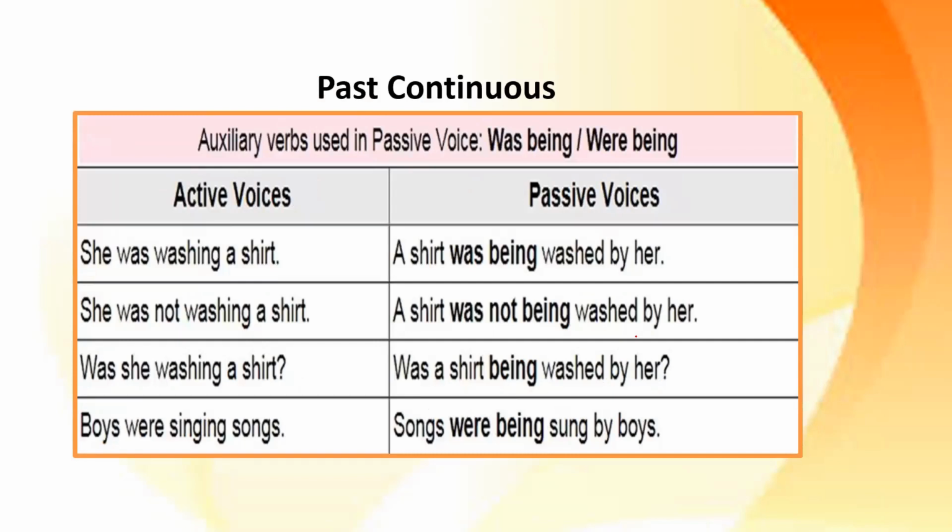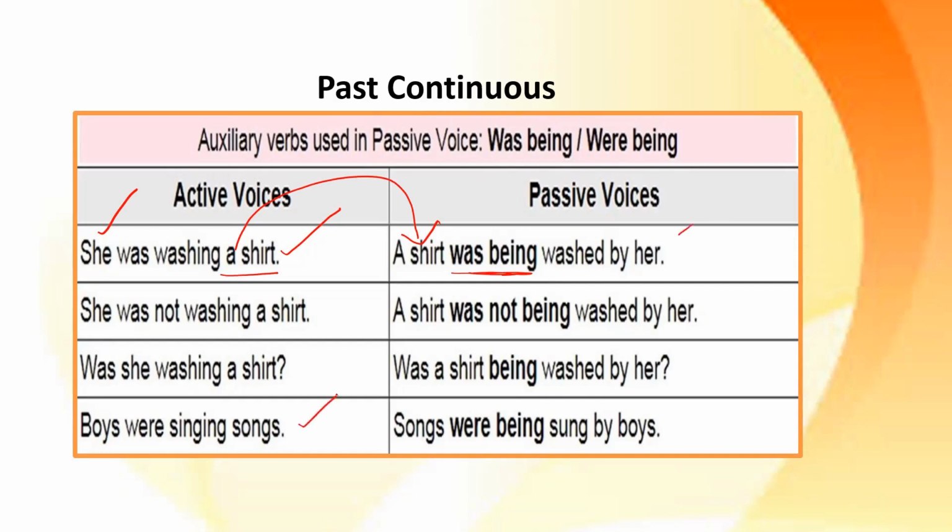And past continuous. So see the example of a past continuous in active voice. She was washing a shirt. A shirt is the object. She is the subject. So here in passive voice, while converting, the helping verb is was being. So a shirt, the object, has become the subject in passive voice. A shirt was being washed. Why washed? Because it is the past participle form of verb wash, by her.